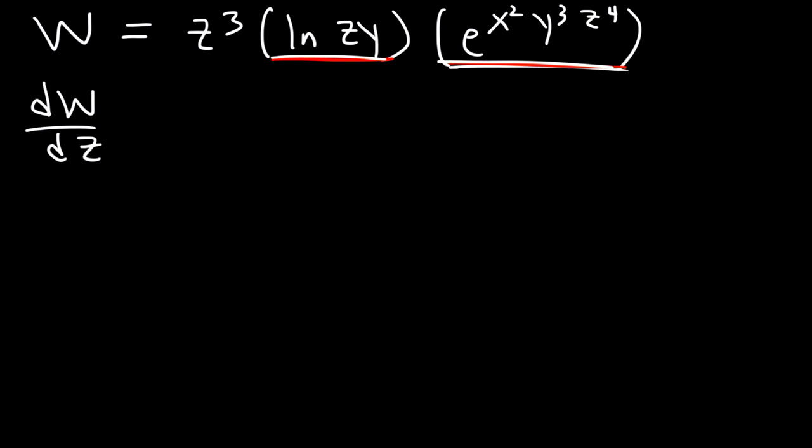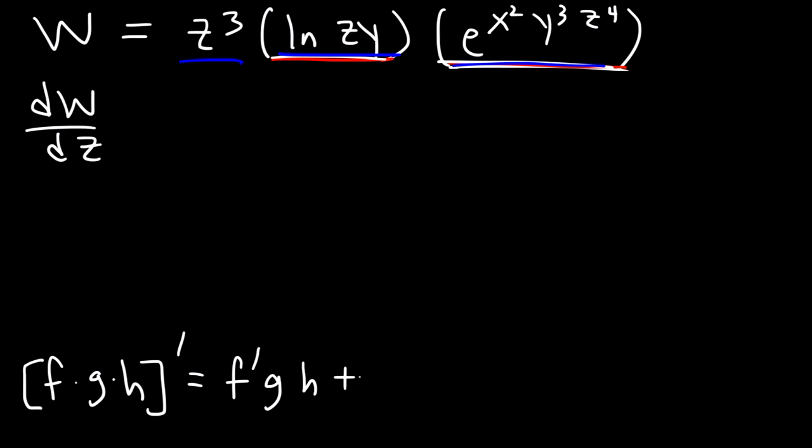So notice that z is found in each term. So we need to use a product rule with three variables. That's f times g times h. So it's going to be the derivative of the first part, f prime, times the other two, plus f times the derivative of the second part, times h, plus fg times the derivative of the third part, h prime.